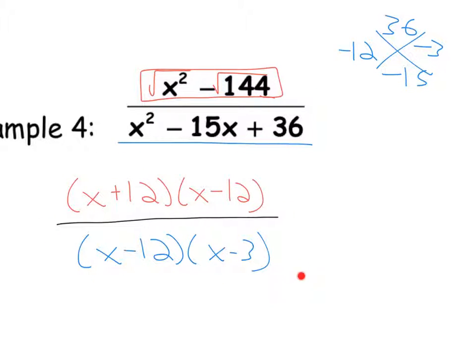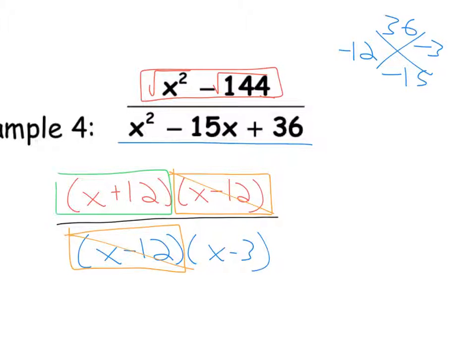And so now we can clearly see what is going to get simplified here. I have an x minus 12 in my numerator. I have an x minus 12 in my denominator. Both of those have the same exponents, so those will get canceled. And what's left over here? X plus 12. There's no other x plus 12 left, so x plus 12 is going to just stay in the numerator.